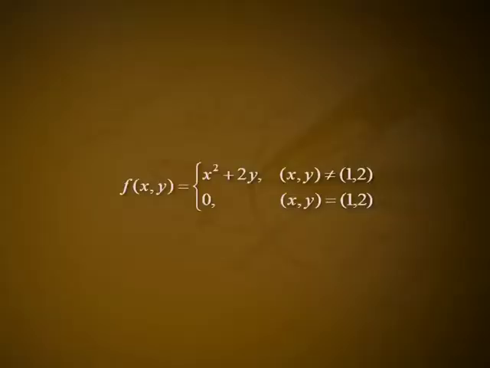Example 2. Consider the function f(x, y) equal to x squared plus 2y for (x, y) not equal to (1, 2), and 0 for (x, y) equal to (1, 2), to investigate continuity at the point (1, 2). Here, the limit of f(x, y) as (x, y) tends to (1, 2) is equal to 5, which is not equal to f(1, 2). Hence, the given function is not continuous at (1, 2). However, if the function had the value 5 at (1, 2), it would then be continuous at the point.